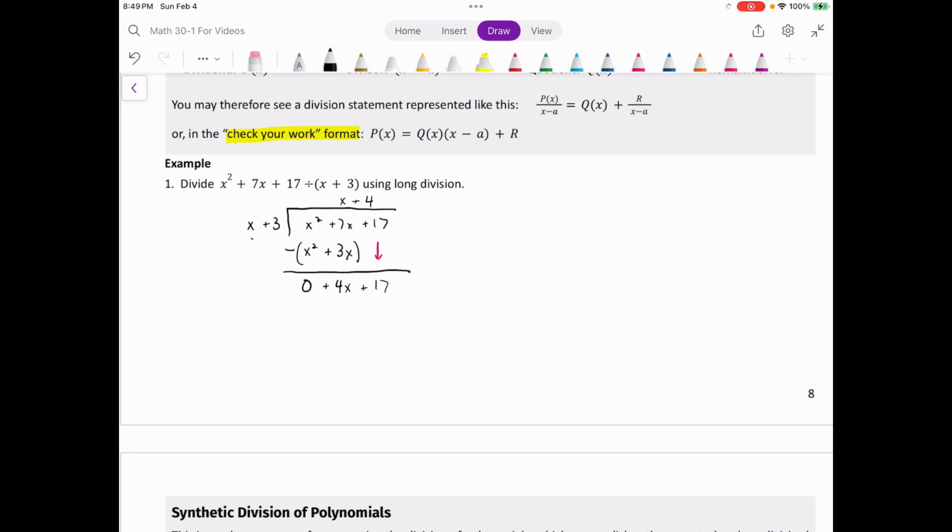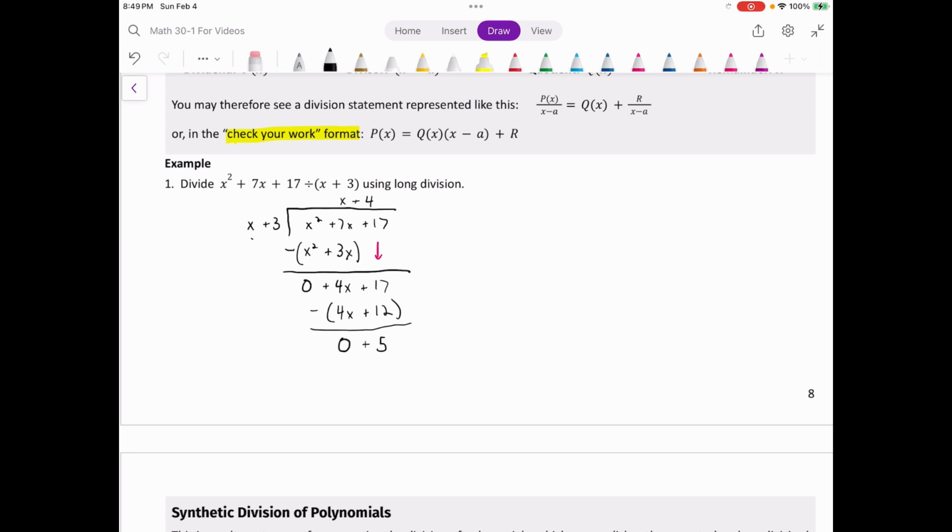So I divide it again, time to multiply again. 4 times x plus 3, well, 4 times x is 4x. 4 times 3 is 12. So divided, multiplied, time to subtract. And I like the way this is looking because 4x minus 4x is 0. That's always a good sign. We should always get 0 there for that first part. 17 minus 12 is 5.